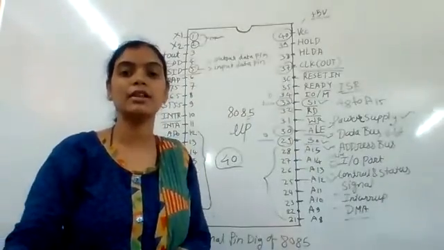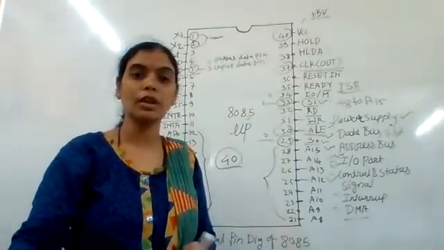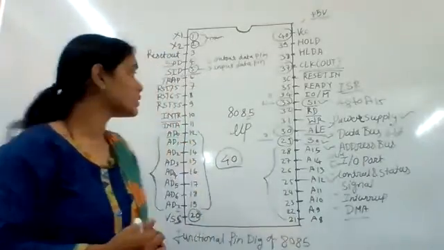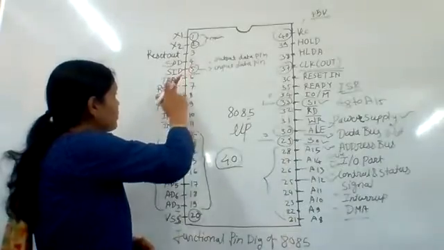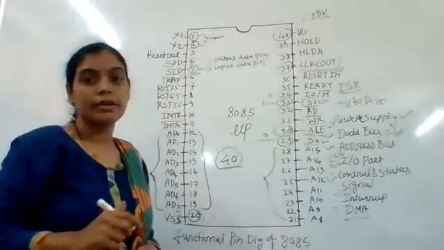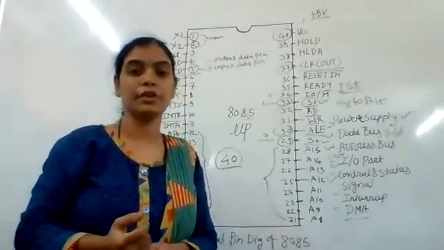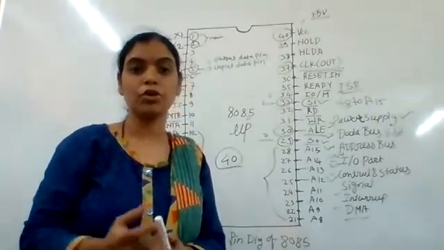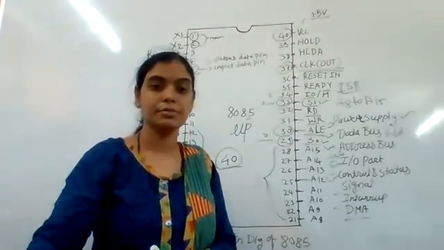After handling the ISR, the CPU gets back to the main program for execution. In the pin configuration, there are 5 types of interrupts: Trap, RST 7.5, 6.5, 5.5, and INTR. Basically, there exist 2 types of interrupts: maskable interrupts and non-maskable interrupts. Out of the 5 major interrupts, 4 are maskable interrupts.